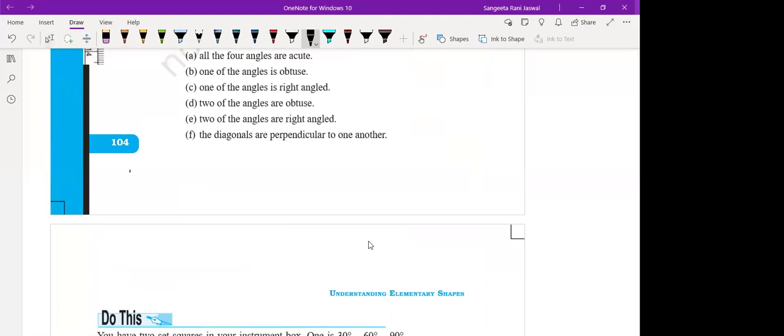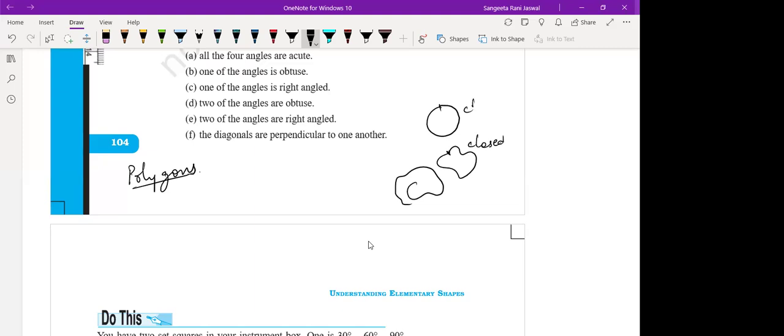Now see here, children. When we speak about polygons, polygons are those closed figures which are made with line segments. A closed figure is one whose starting point and endpoint meet. If I have something like this, it is an open figure. But when the starting and end point meet, we call them closed figures. So these are closed figures.